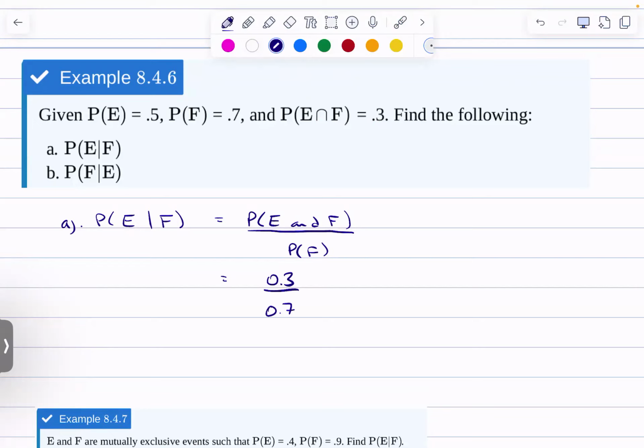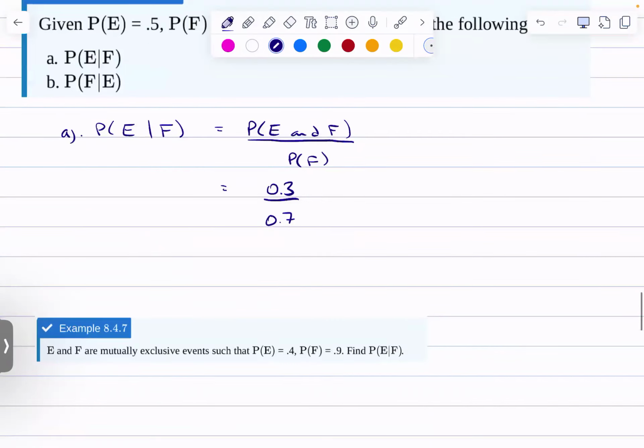Probably not that great. I'm okay if you leave it like that, or if you give me a decimal answer, that's fine too. 0.428571426. Probably keeps going, but whatever.